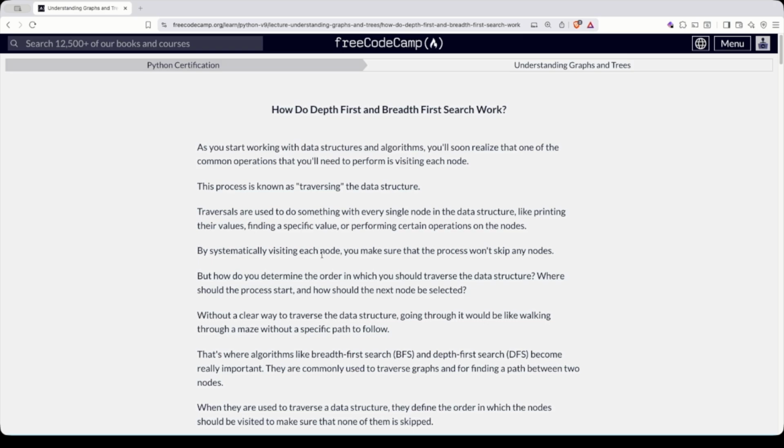By systematically visiting each node, you make sure that the process won't skip any nodes. How do you determine the order in which you should traverse the data structure? Where should the process start, and how should the next node be selected?